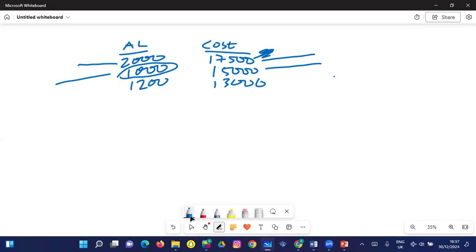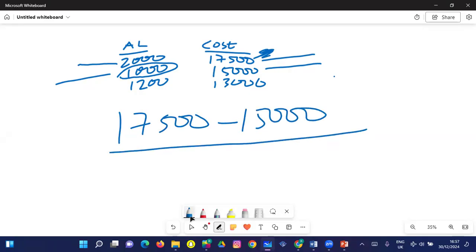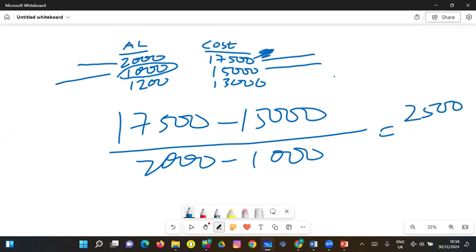So change in cost is going to be the highest cost, 17,500, minus 15,000, all over change in activity level, which is 2,000 highest minus 1,000. So we are going to get 2,500 all over 1,000. So we are going to get 2.5 Ghana cedi per unit, right?